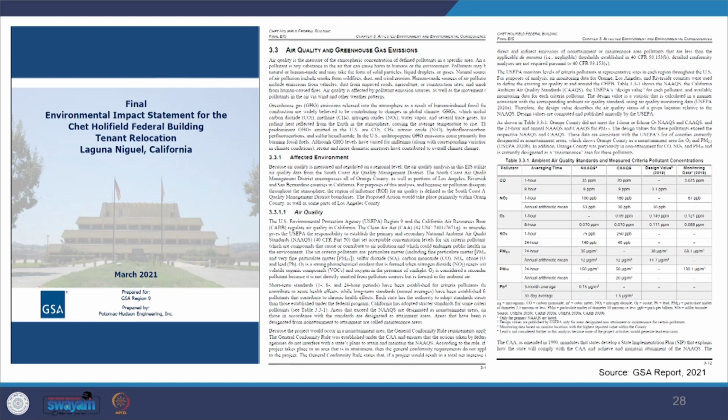So, here you can see they have given very detailed air quality and greenhouse gas emissions and how it is impacting the environment. They are looking at the air quality. In the table here you can see the ambient air quality standards and the measured criteria pollutant concentrations which have been given here. So, this link also I have provided access to, this has also been provided to you.